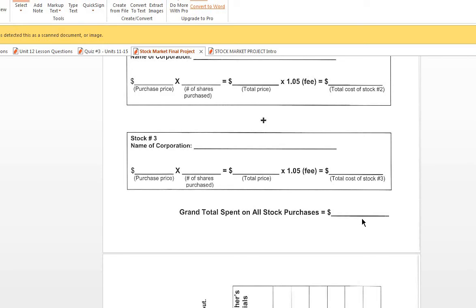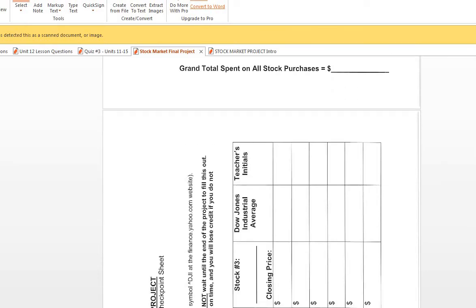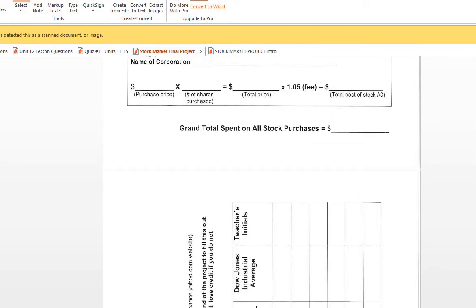So you need to get as close as you can to $10,000. A lot of people haven't won this project or haven't made a profit just because they didn't invest all the money that they could have, and have done worse than others because others have invested the whole amount. So please remember to use all $10,000 of your fictitious money.